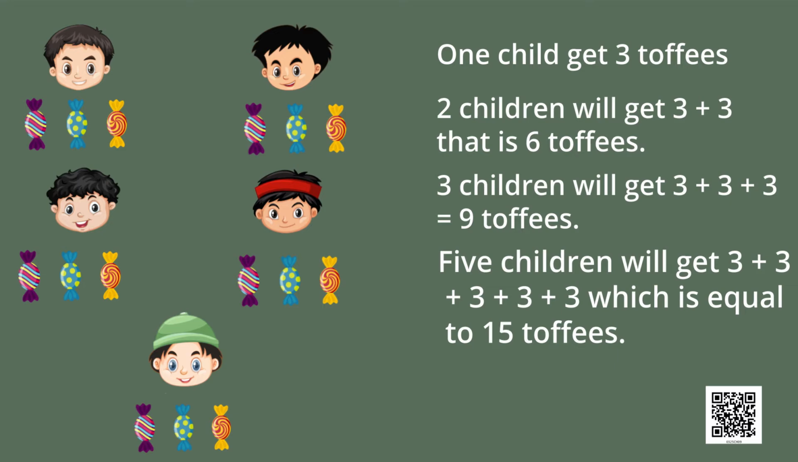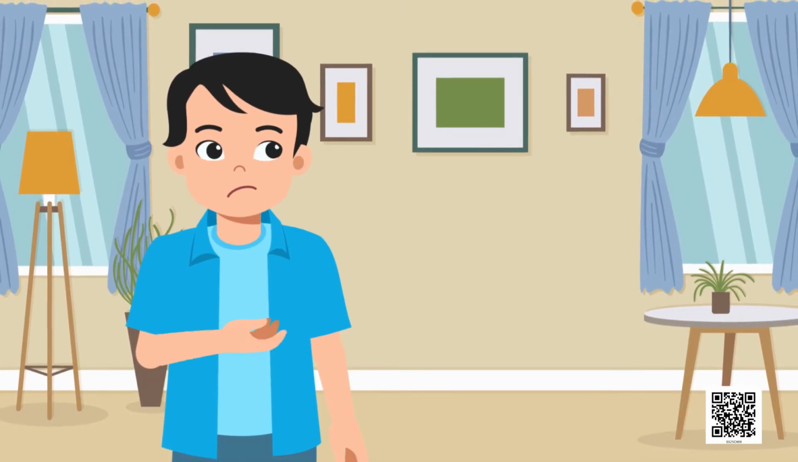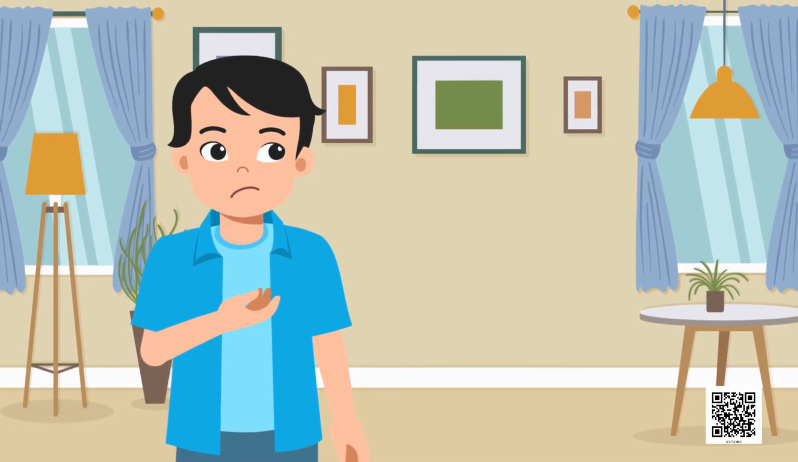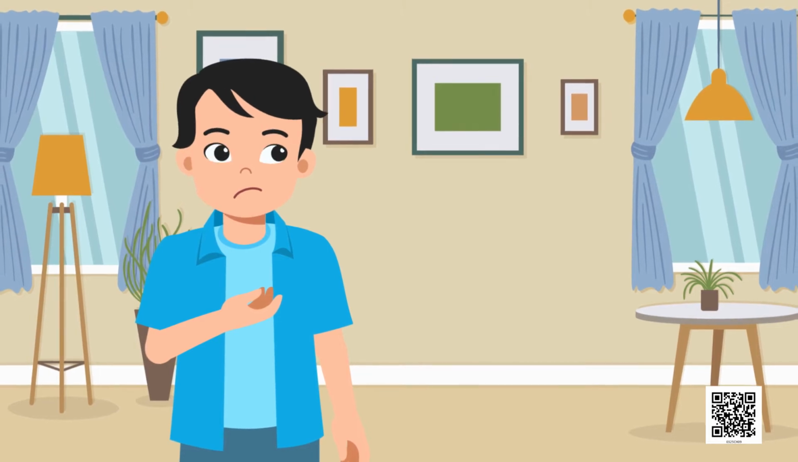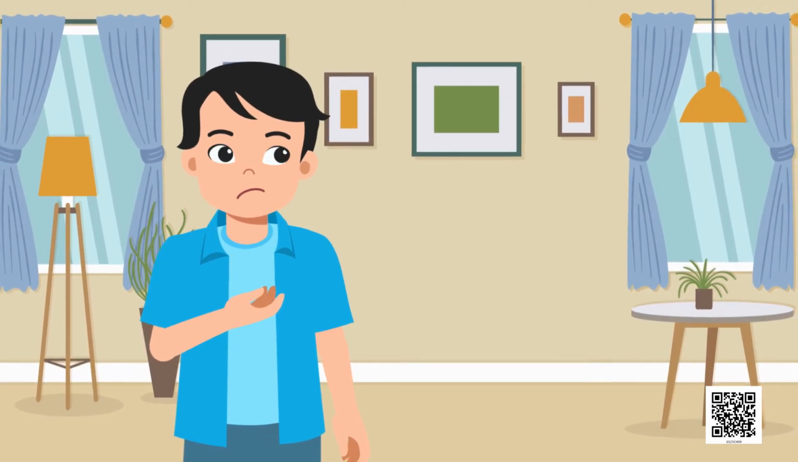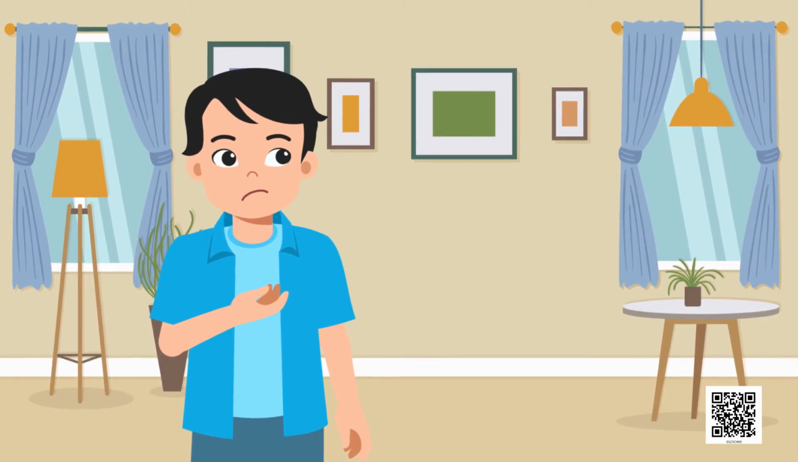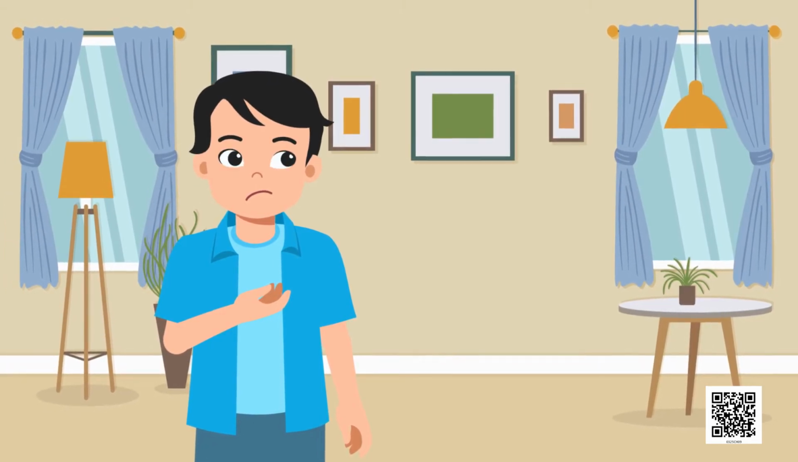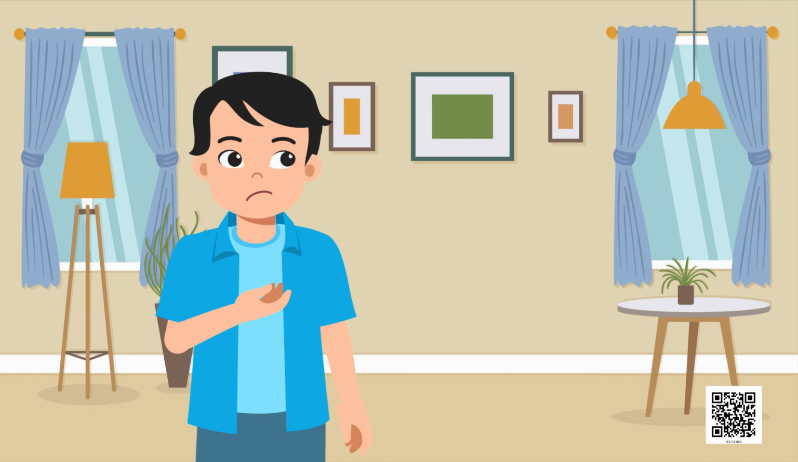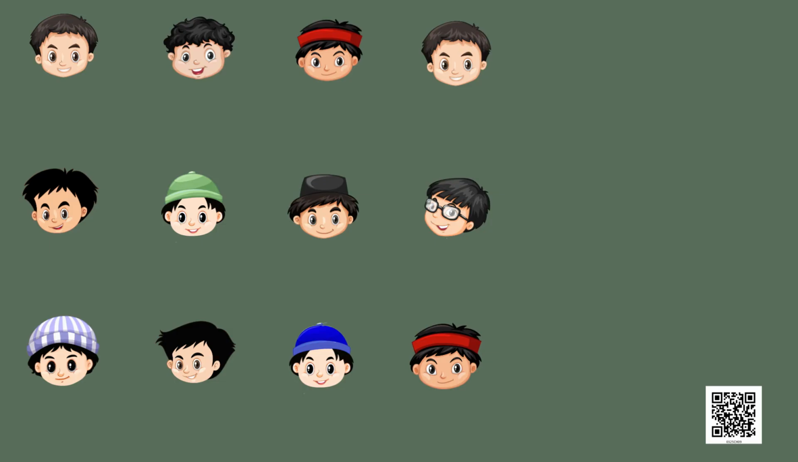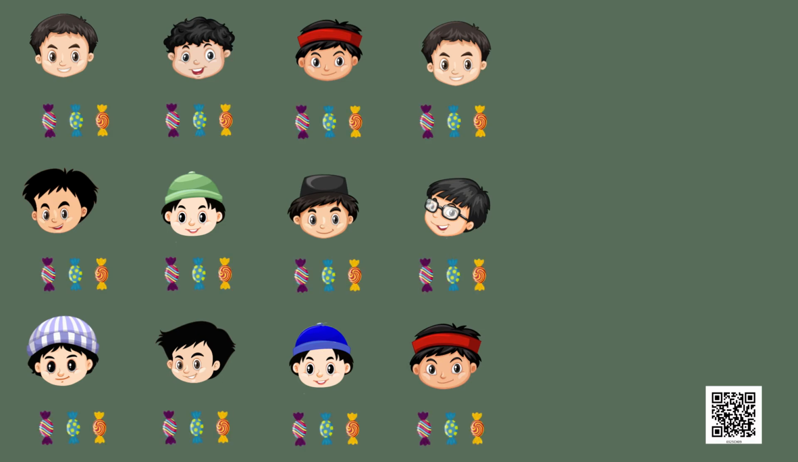Now, Ravi thinks that if he gives toffees to only 5 of his friends, other students of the class will feel bad. He says, no, I don't want to annoy them. So he again starts calculating, as I have 12 children in the class, and if I give 3 toffees to each one of them, how many toffees do I need? Can you help Ravi to find it out?